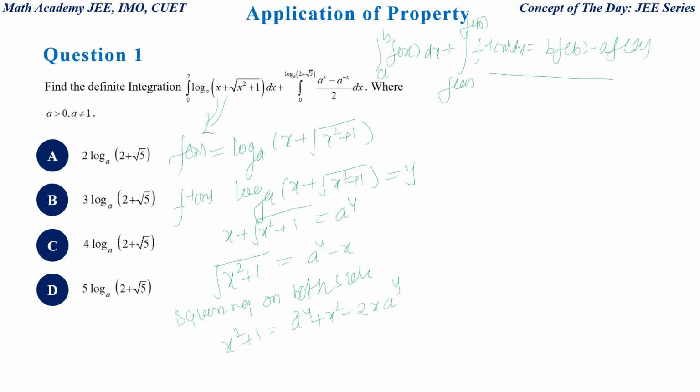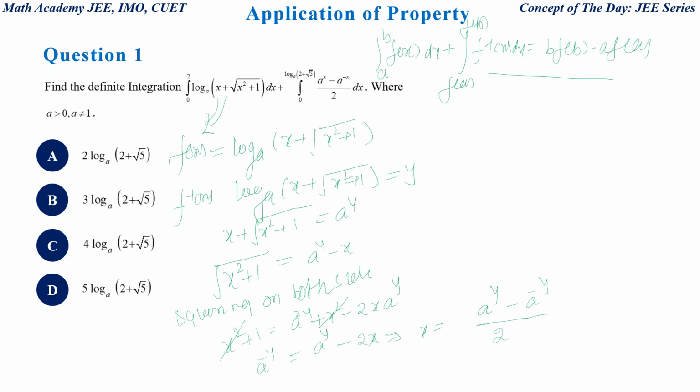Okay, x square and x square will be cancelled out. Let's multiply both sides by a to the power minus y. This will be a to the power y minus 2 times x, that will be equal to 1. From this you can find x is equal to a to the power y minus a to the power minus y divided by 2.